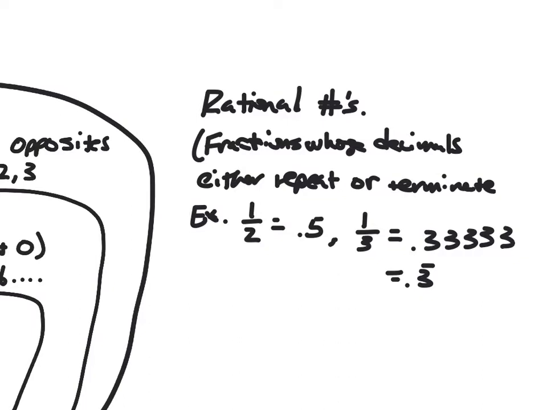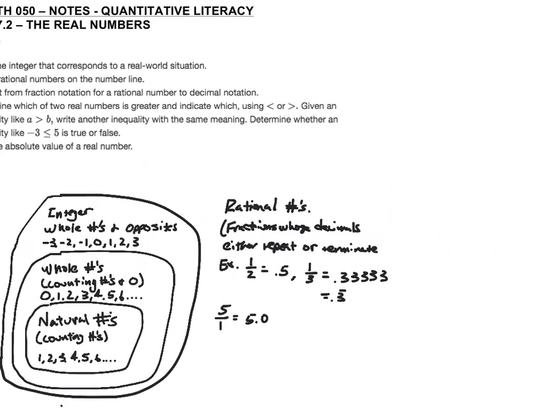And the rational numbers include all of the integers and whole numbers and natural numbers as well. Let's say you have the number 5. Well, that itself is a fraction. You're taking 5 and dividing it by 1, which just gives you 5.0. So this decimal terminates, this decimal stops. And that's the idea. So that's what a rational number is.